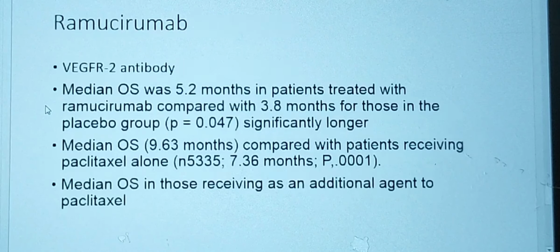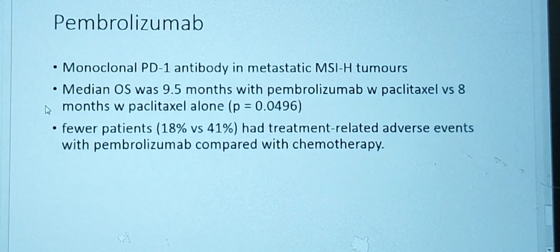Next, we have ramucirumab and pembrolizumab. Ramucirumab is a VEGFR2 antibody. This is much more expensive than Herceptin. Ramucirumab is also a choice of targeted therapy, but it is used as second line, as an additional agent for chemotherapy. And also we have pembrolizumab. If I'm not mistaken, pembrolizumab is not widely used here in Malaysia. But all of these three drugs are FDA approved.